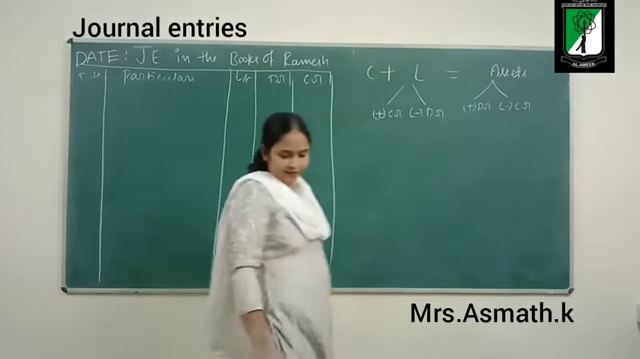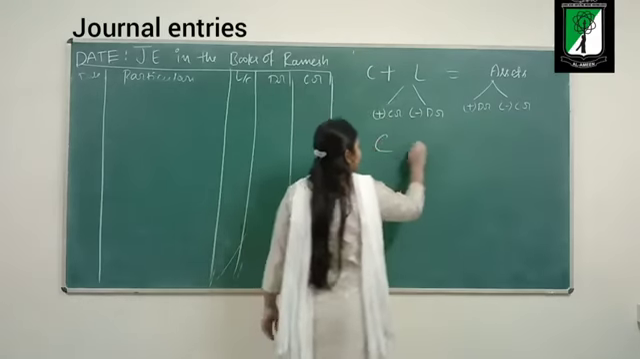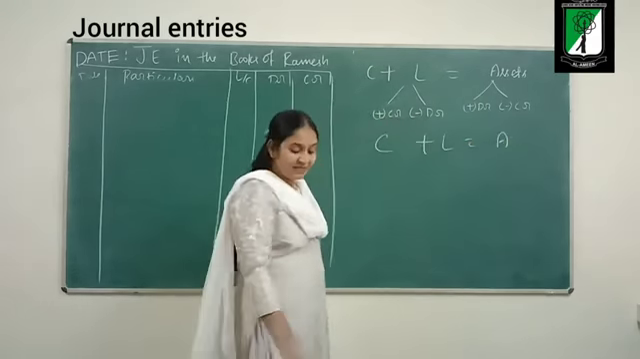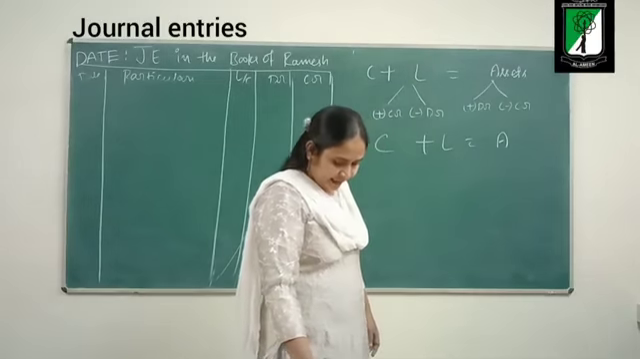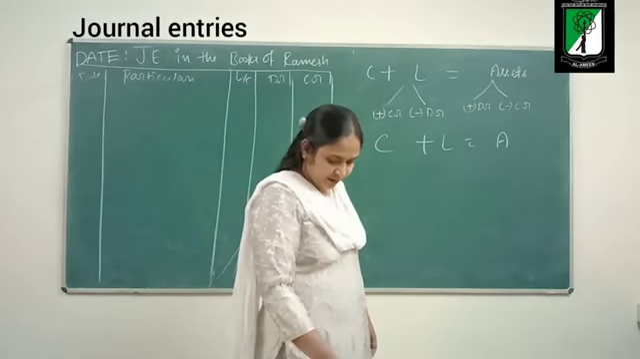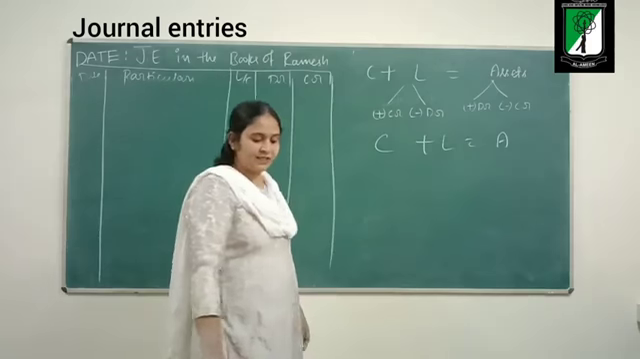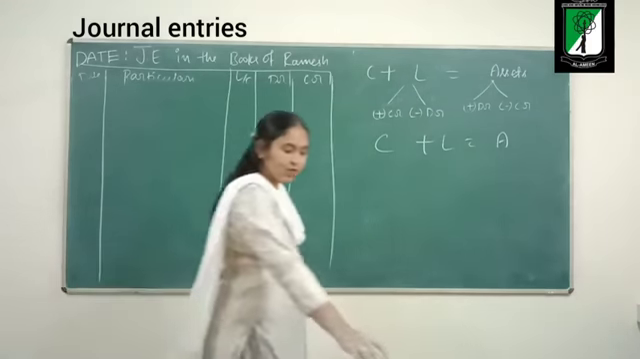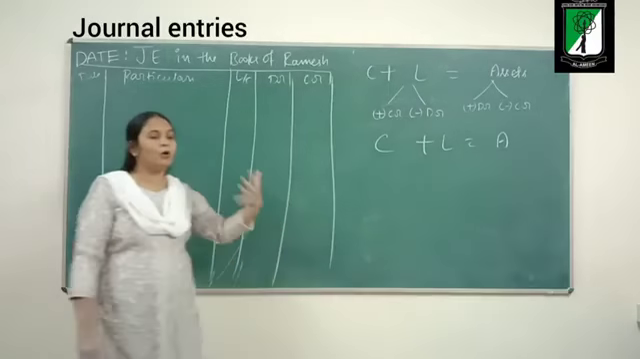Transaction December 18th. What is the transaction? Goods returned to Mohan. Now, the business had purchased goods from Mohan. See the transaction of December 5th. The business had purchased goods from Mohan. Now, the business is returning back those goods to Mohan.